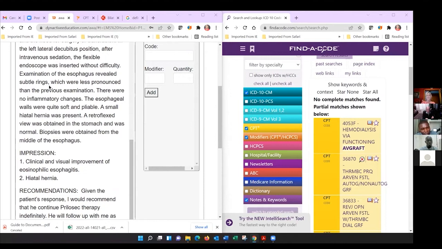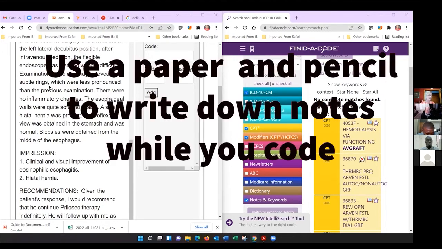They were less pronounced than on the previous exam. So what does that tell me? Last time there must have been something going on with them because they're not as vivid this time. They're subtle. They're there like they should be. So there were no inflammatory changes. We've got no sign of any changes there. The esophageal walls were quite soft and pliable. A small hernia was present. All right, let me write that down. Write down the hernia.